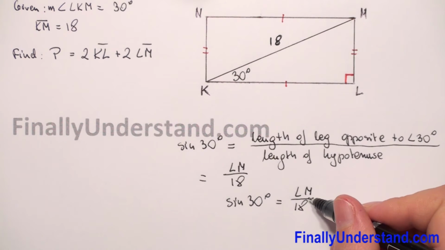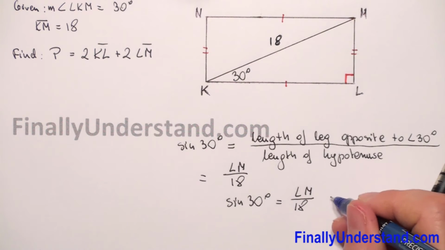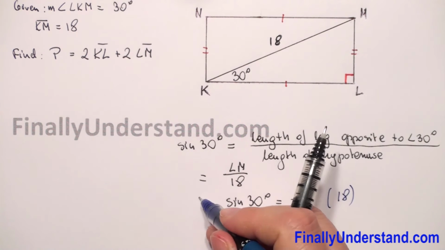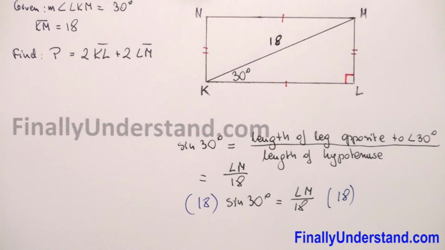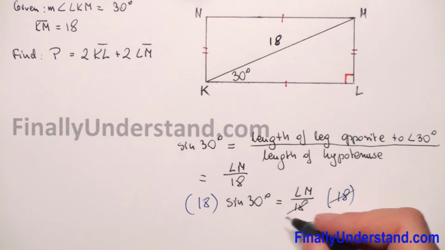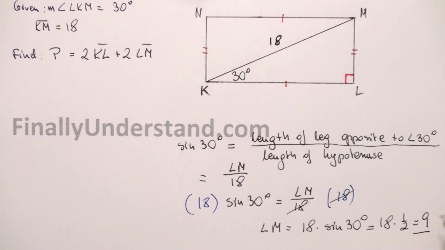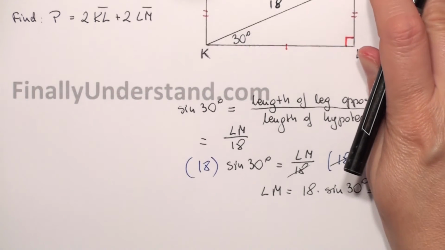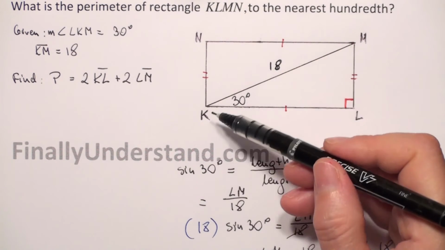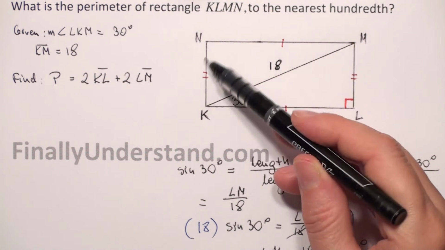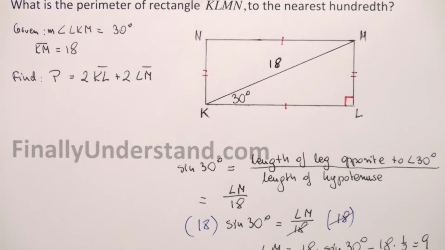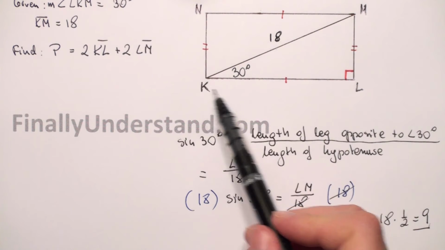Our unknown is LM, so now I will multiply both sides by 18 to reduce the denominator. 18 and 18 we can reduce, and we have that LM is 18 times sine of 30 degrees. So this is equal to 18 times 1/2. Sine of 30 is 1/2, so this is equal to 9. We have the length of LM, so KN is the same. So now we will find the length of KL.